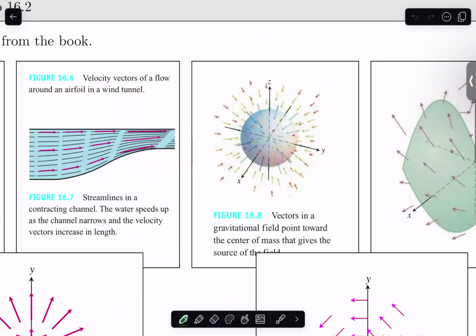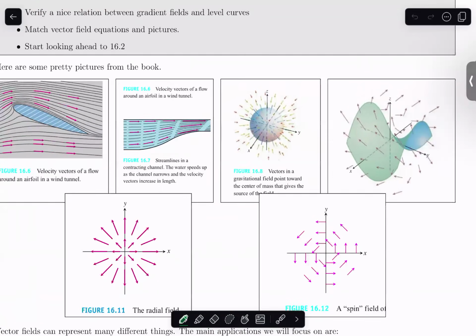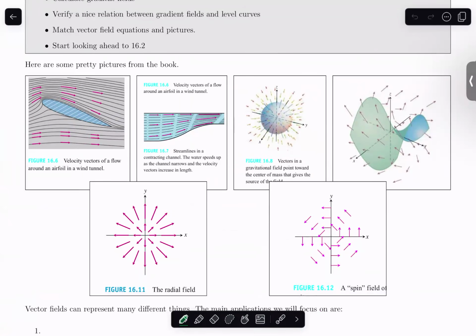Likewise here, we have maybe a gravitational field, right? At every single point in space, maybe the Earth is pulling on objects, and so they're all headed towards the center of the Earth. As you get farther away, there's less of a pull, so less of a magnitude on these vectors. So all this is to say that vector fields are reasonable. They do show up in nature, and so they're worthwhile to study.